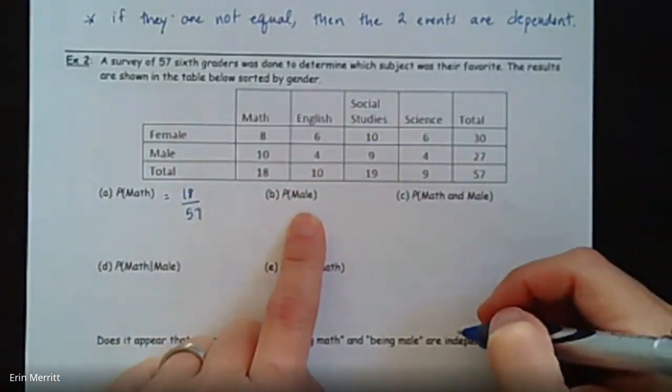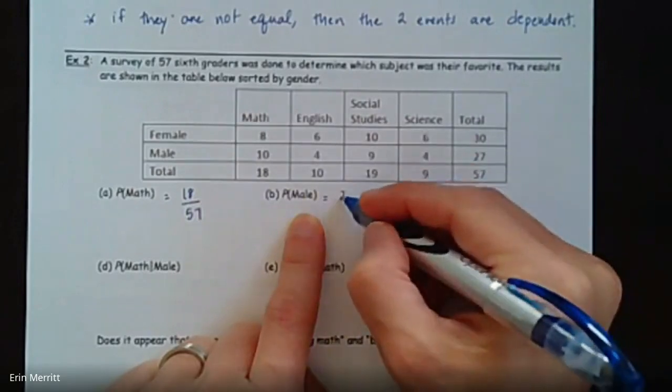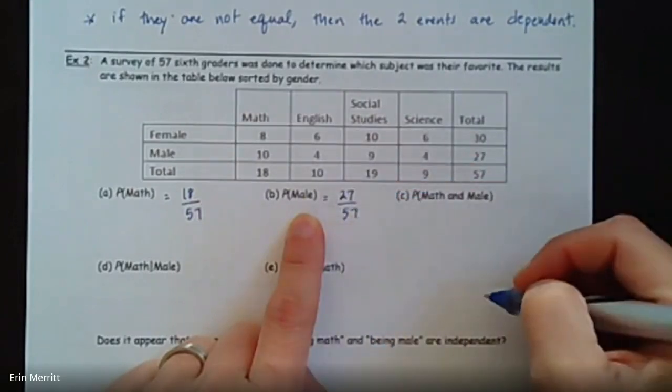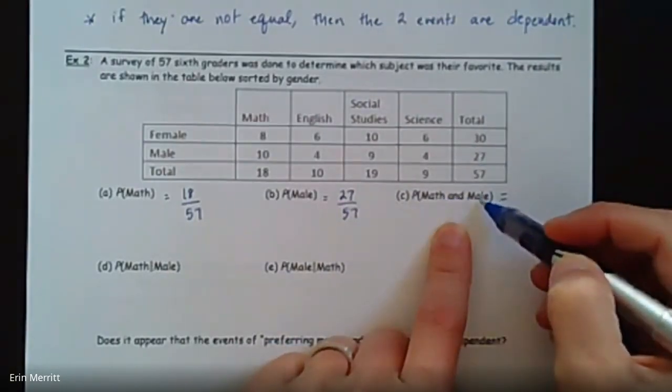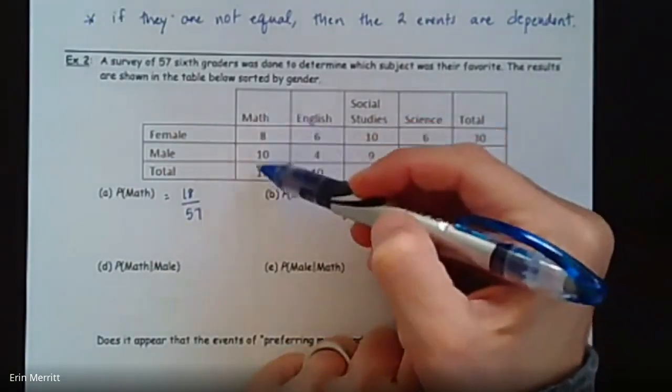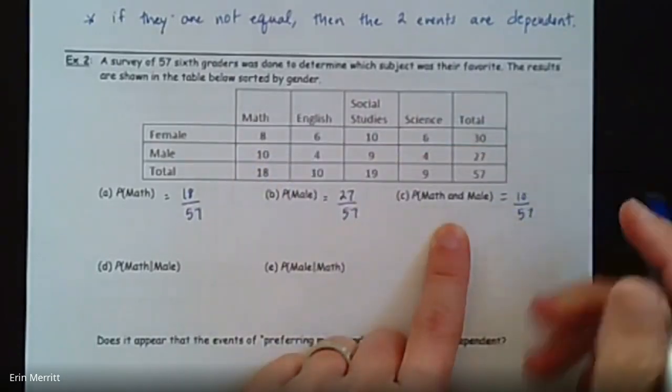What's the probability that you pick somebody and they happen to be male? Well, there's 27 males out of 57. What's the probability that they like math and they're a male? So go to the overlap. Math and male, there's those 10 kids right there out of 57 total.